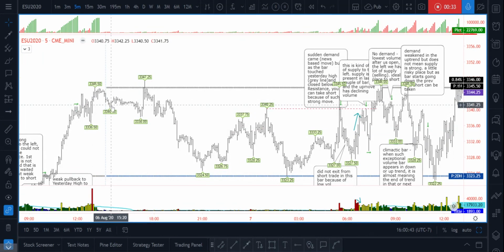Overnight you can see it tried to break yesterday's high, which is my gray line. The gray plus line is yesterday's high, and the blue one is the 2-day high. It tried to break it, it couldn't, and then it came down, down, and this is all the overnight session. The overnight and the European session. So that's why I'm not going into any detail.